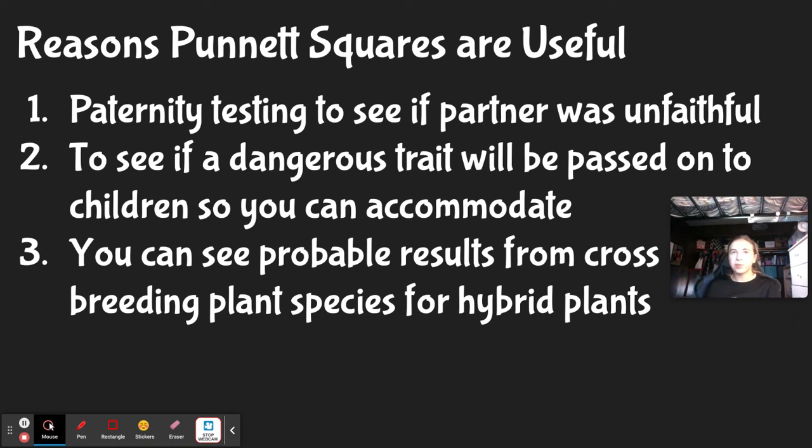It doesn't always have to be a dangerous trait. It could be something like twins, and so you would have to accommodate your house accordingly. And then you can see probable results from crossbreeding plant species for hybrid plants. Say you want a plant that has leaves like a sunflower and grows only as tall as a rose. Well, using Punnett squares, you could figure out the probability of getting a plant like that with your desired outcomes.